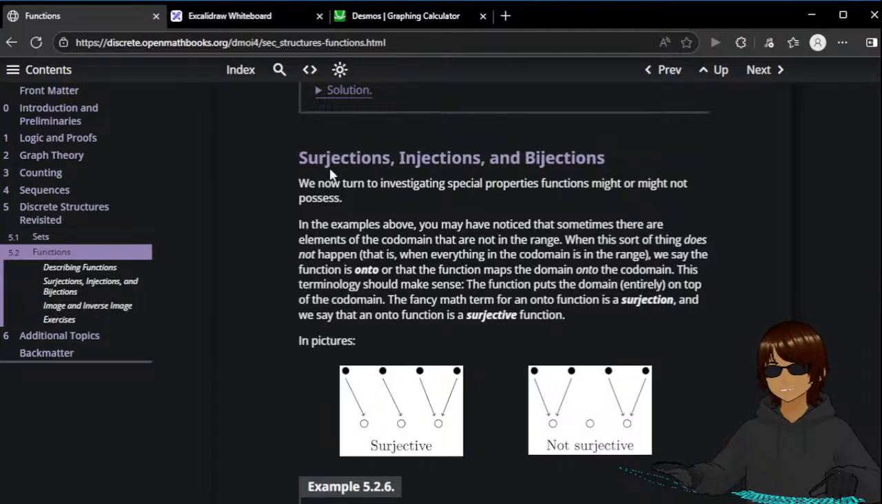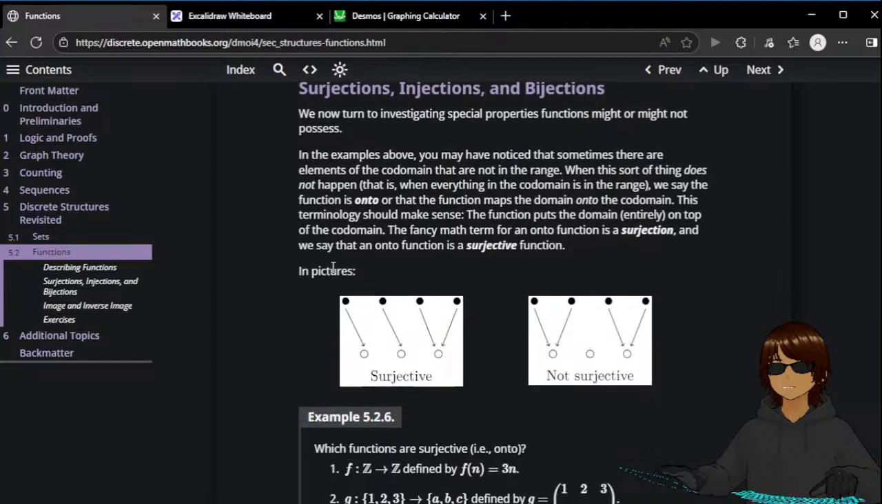Surjections, injections, and bijections. Now we turn to investigating special properties functions might or might not possess. In the examples above, you may have noticed that sometimes there are elements of the codomain that are not in the range. And sometimes this does not happen. We say that the function is onto, or that the function maps the domain onto the codomain. This terminology should make sense. The function puts the domain entirely on top of the codomain. A fancy term for an onto function is surjective. We say that an onto function is a surjective function.